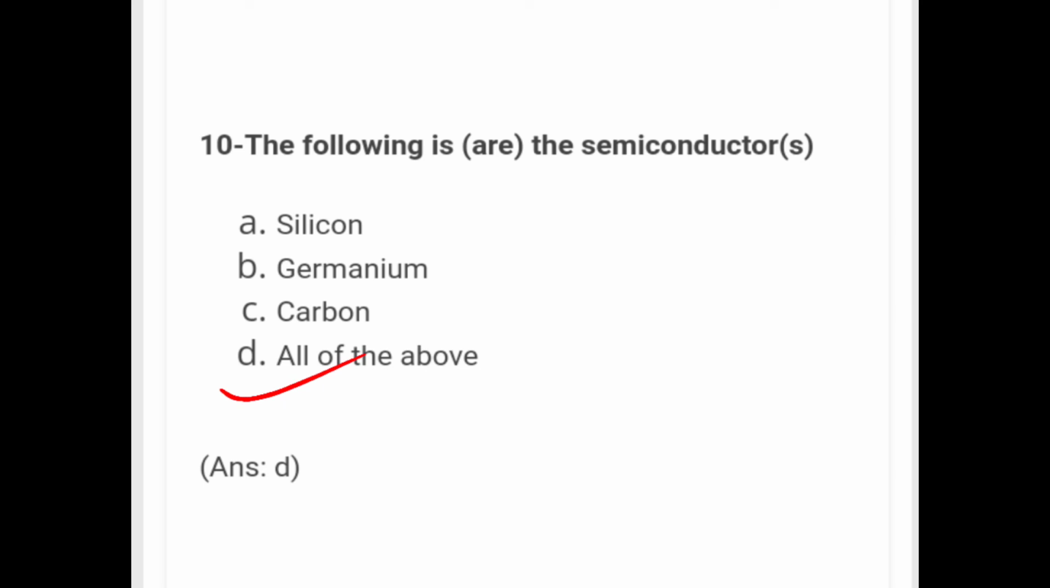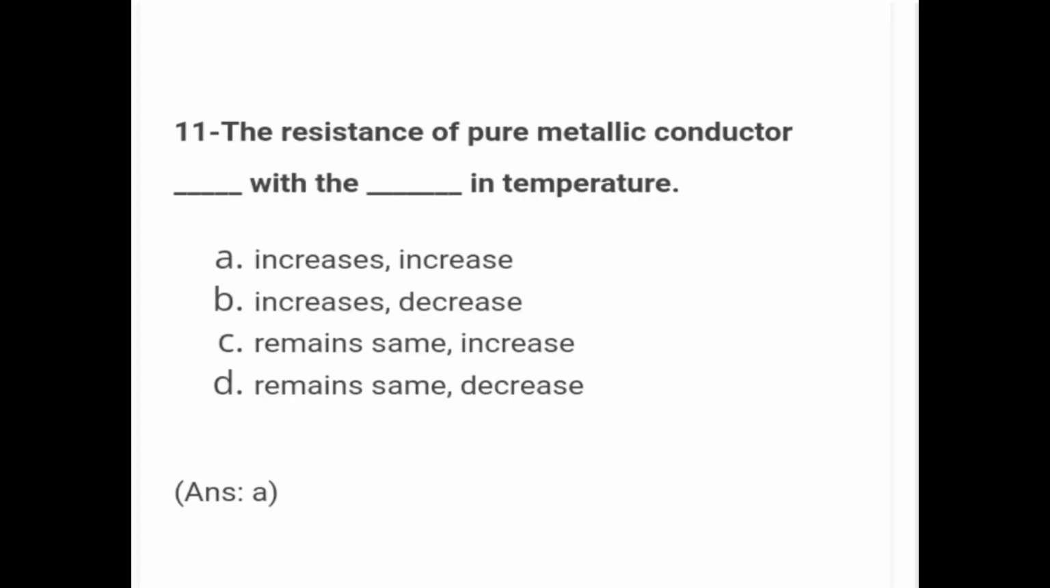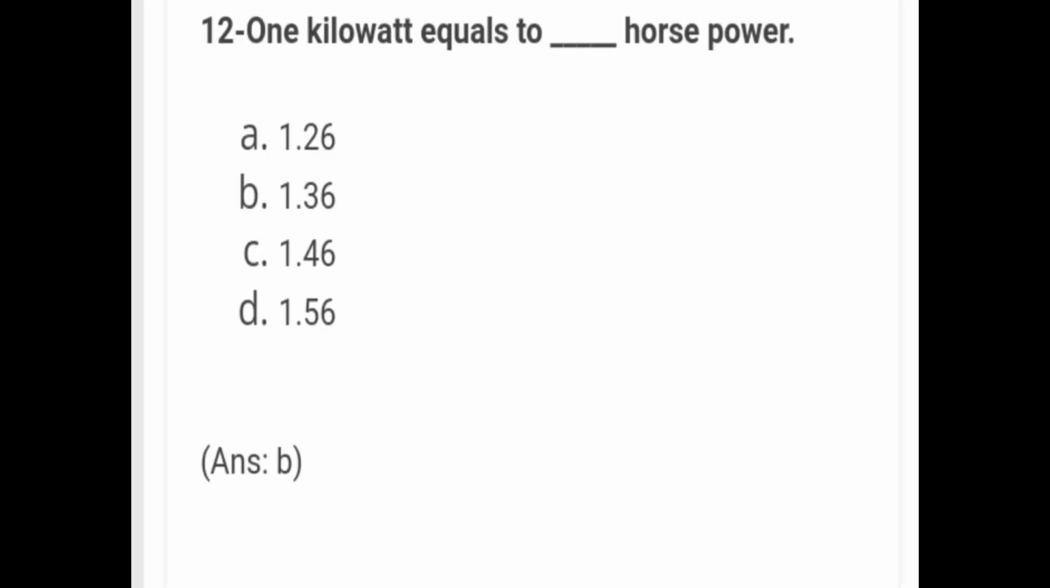The resistance of pure metallic conductor blank with the blank in temperature: increasing, increasing; decreasing, increasing; remains same, increasing; remains same, decreasing. So option A is correct, that is increasing with the increase in temperature. Means the resistance of pure metallic conductor increases with increasing temperature. Then next question is, 1 kilowatt equal to how many horsepower? So option B is correct, that is 1.36 horsepower. 1 kilowatt equals 1.36 horsepower.